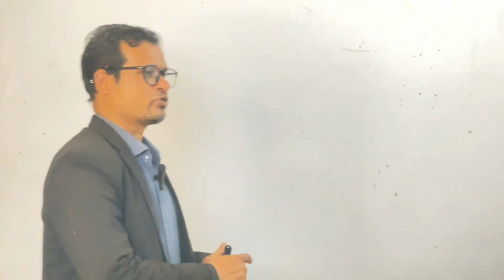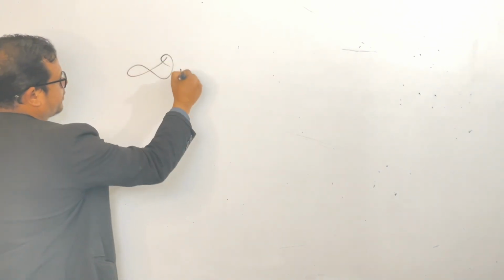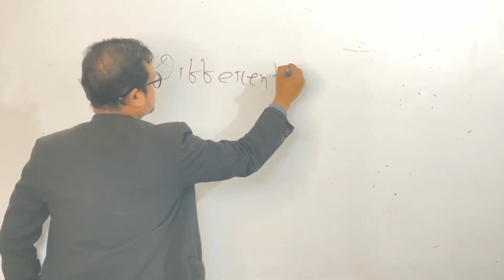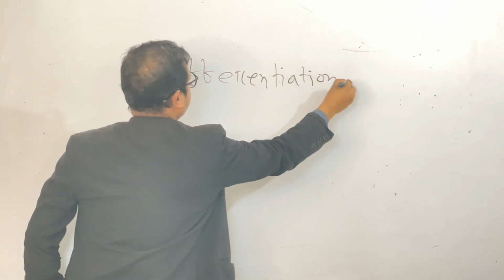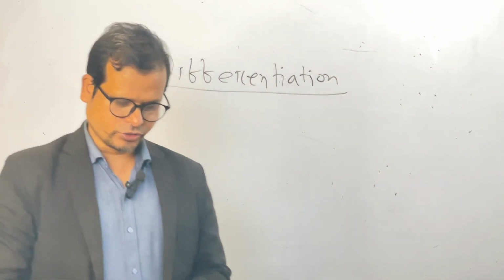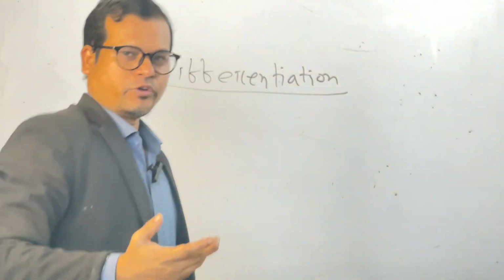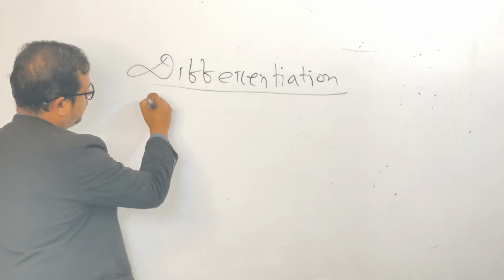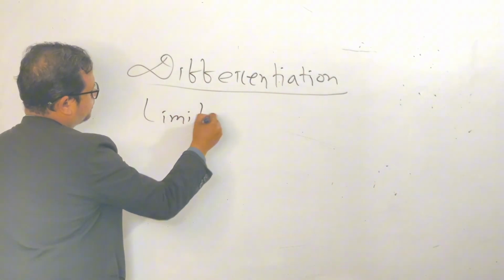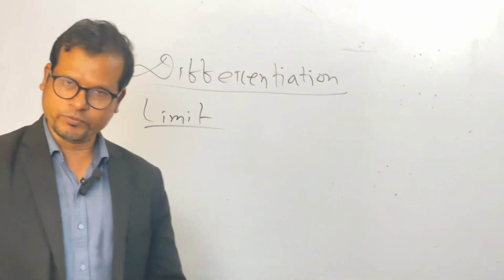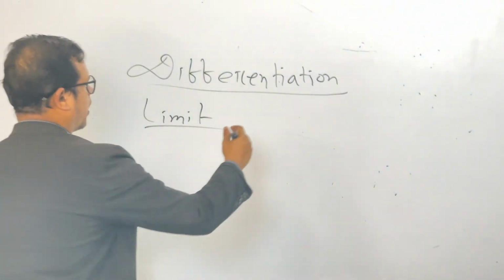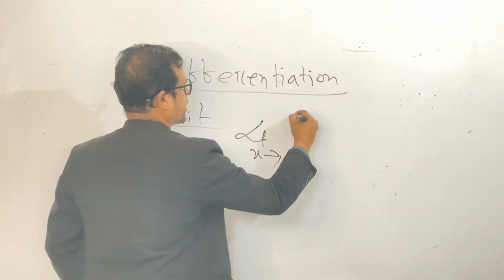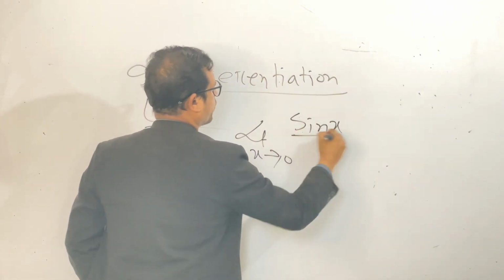Today I'll discuss differentiation. For knowing this differentiation, you have to know some formulas related to limits. The first formula of limit we have to know is: limit x tends to 0, sin x over x.